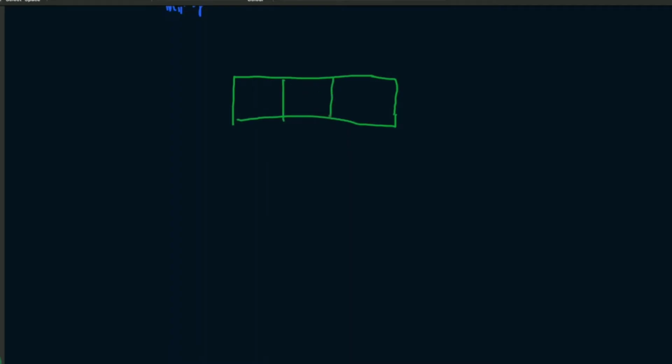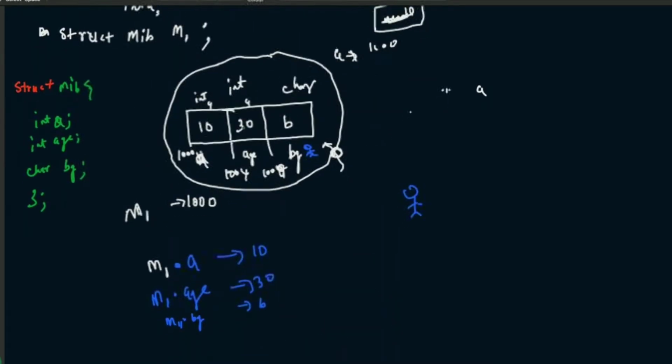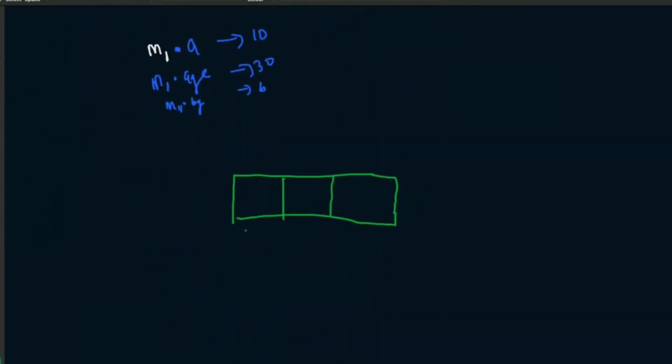So it has 3 blocks, right? What are the 3 blocks it has? One is A, the other one is age, the other one is BG, blood group, right? So this is 4 bytes, this is 4 bytes, and this is 1 byte, and 3 bytes are padding, right? So this will create one memory.